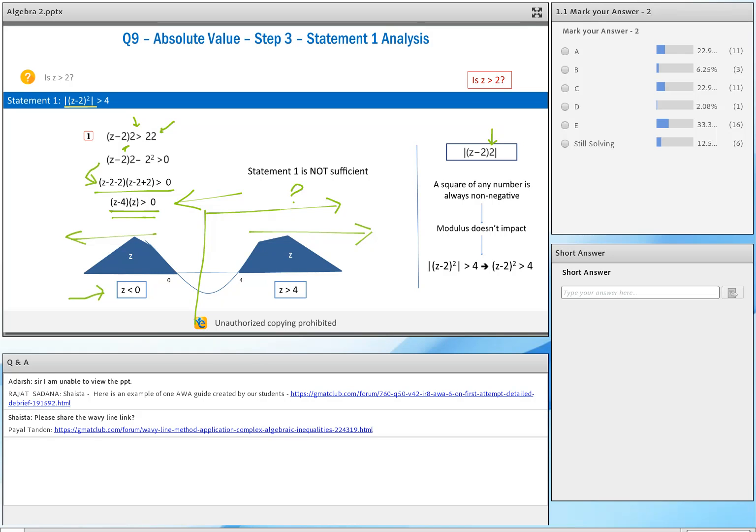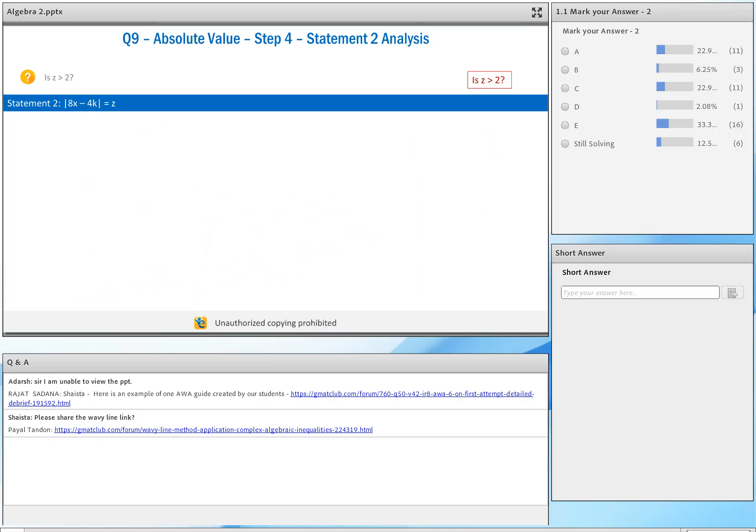Now let's take a look at statement 2. All statement 2 is saying is mod of z is greater than or equal to 0. That's all statement 2 is saying, because mod of z is the mod of a number. Now it's greater than or equal to 0, which means that z can be greater than 0 or z can be equal to 0. Again, statement 2 is not sufficient to tell me whether z is indeed greater than 2.